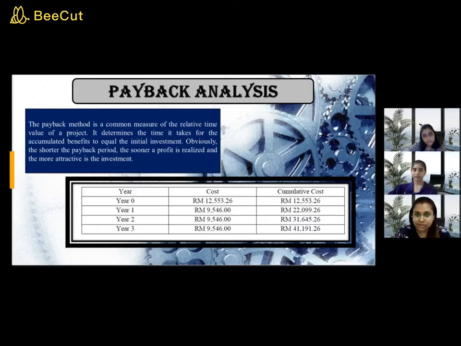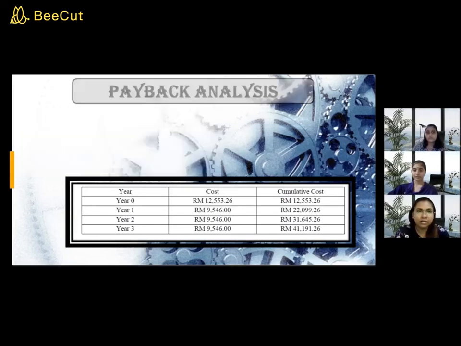Cost for year 0 is 12,553 ringgit 26 cent. The cumulative cost is 12,553 ringgit 26 cent. The cost for year 1 is 9,546 ringgit. The cumulative cost is 22,099 ringgit 26 cent. And the cost for year 2 is 9,546 ringgit. The cumulative cost is 31,645 ringgit 26 cent. The cost for year 3 is 9,546 ringgit and the cumulative cost is 41,191 ringgit 26 cent.